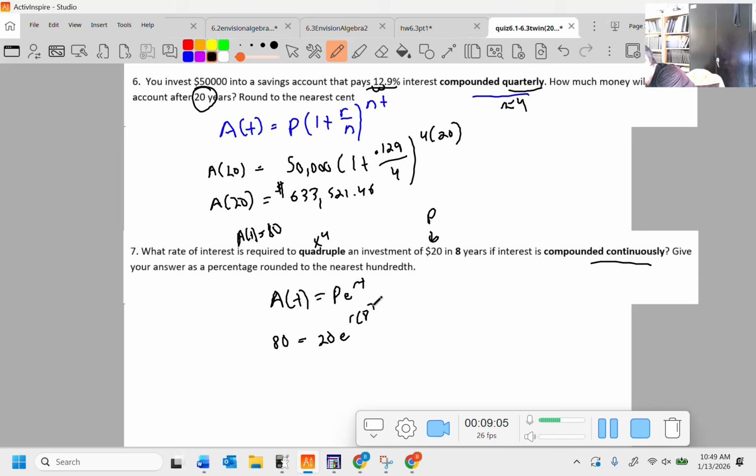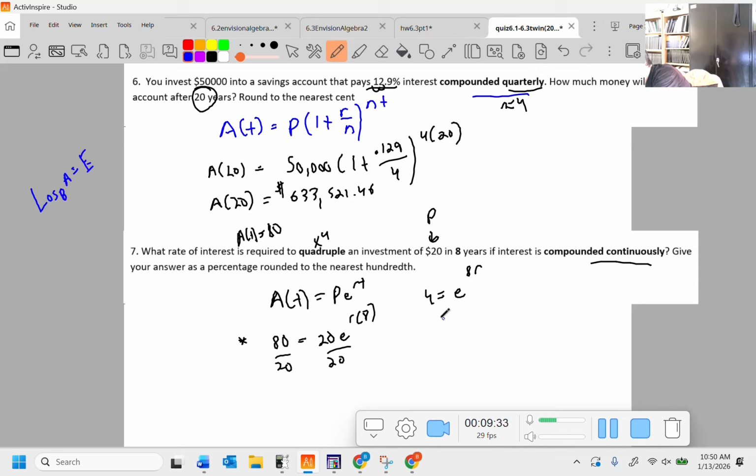The time is 8. I'm going to do this 2 different ways with you. One of the ways I'm going to do it is with logarithms, and the other way I'm going to do it is y1, y2. But we'll just kind of start this. I'll come back to this in a minute. We're going to divide out the 20. That's going to give me 4 because it quadrupled. 20's cancel. It'd be equal to e to the 8r. Now I'm going to do the logarithm conversion. Remember, log is base.